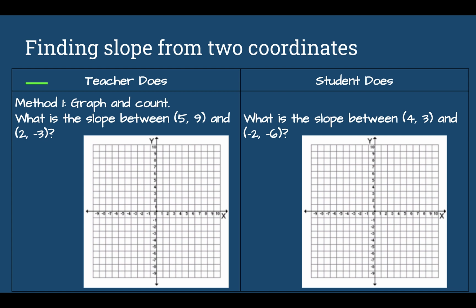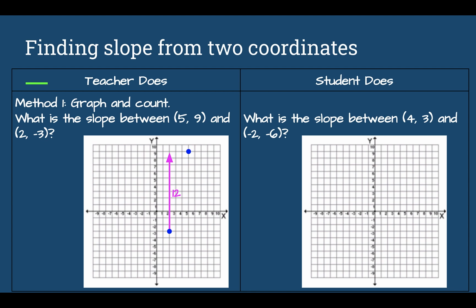Now, I'm going to use the graph and count method because we do have Desmos available to us. So I'm going to plot the points. So there is (2, -3) and (5, 9). The graph and count method just says plot the 2 points, and then you're going to count how many spaces you have to go to get from one to the other. Remember to count the spaces, not the lines.